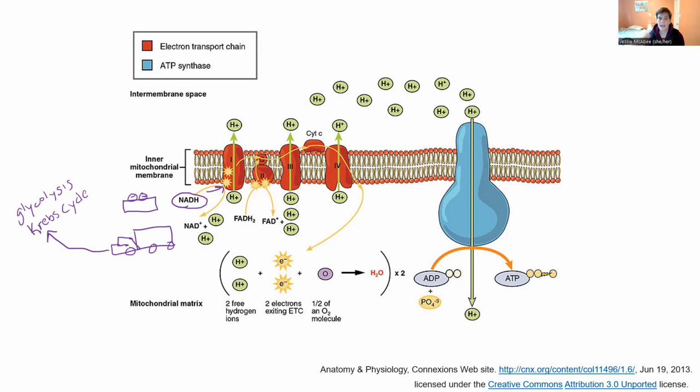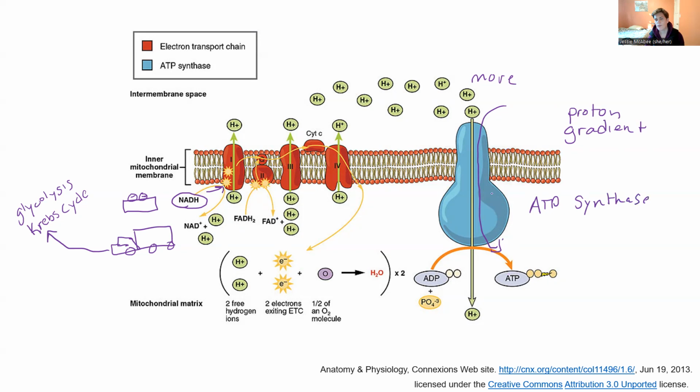But that energy can be captured to move protons, move H plus across the membrane into this space. So now you have more on one side of the membrane than you do on the other side, and that's called a gradient. That's the proton gradient. And this itself is a form of potential energy. Those protons are allowed to go back down through this molecule, this enzyme called ATP synthase.